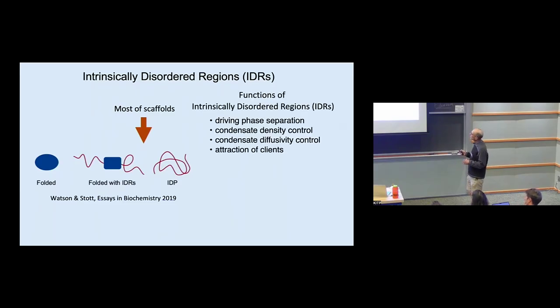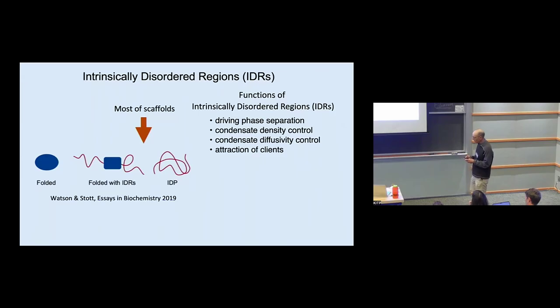There could be drivers of phase separation. There could be sticky sites here. Not always, of course. There are many cases where the IDRs are inhibiting phase separation, but they could be controlling, let's say, phase separation. Certainly controlling condensate density. They're taking up space in some way. They're controlling the density, controlling how fast things can move around, if they're limited by sticking or entanglement. Certainly, if they have binding sites for clients, they could be important for the recruitment of clients.